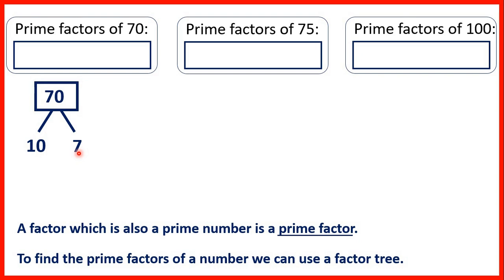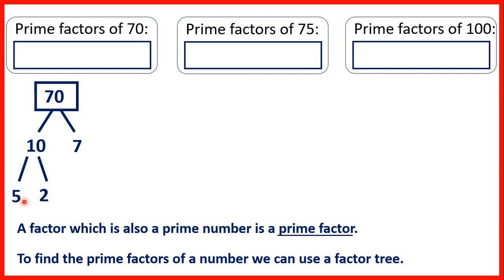Now the number 7 is a prime number. That can't be broken down any further. But we can think what times what is 10. Well, 5 times 2 is 10, so we can draw branches and write 5 and 2 below the 10.